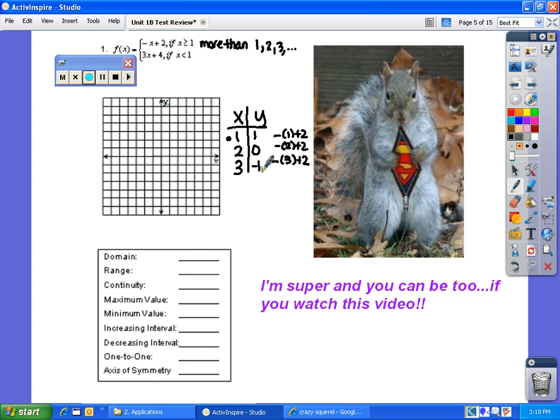Now, when you graph it, you're going to go to 1, 1 first, make a closed circle, 2, 0, 3, negative 1. Since it's more than, it always goes to the right, so our graph should continue in the right direction. The next table is for less than. Less than means smaller than. So I need numbers that are smaller than 1. So 1, 0, negative 1, etc. And this graph should go to the left.